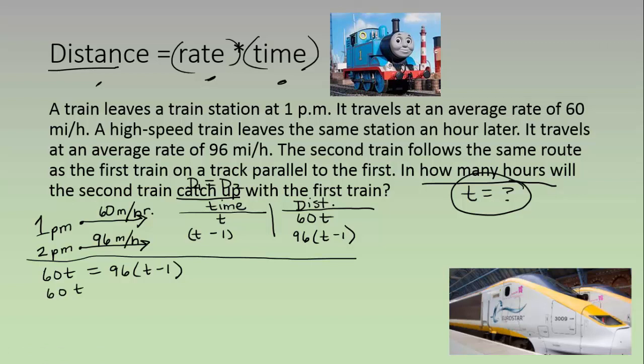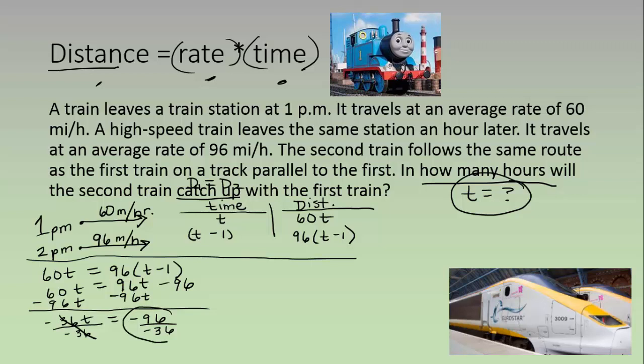I need to keep this for one more row, but I'm going to distribute on this side. Let's get those t's together. Subtract 96t. Okay, let's get t by itself by dividing. And that is what t is. So this is the number of hours. Well, we can simplify that, right? First of all, a negative divided by a negative is positive. 96 divided by 36 is 2 hours with a remainder of 24/36 of an hour, which reduces, if you divide by 12, to 2/3 of an hour, which is the same as 2 hours and 40 minutes.